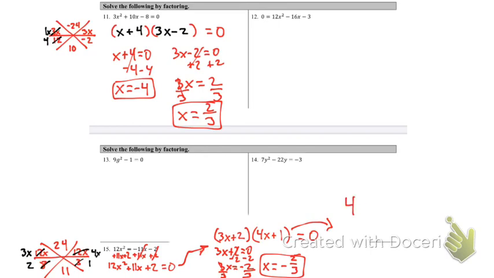And let's do this factor over here, just to have a little more room. So we're going to go 4x plus 1 equal to 0. Minus 1 here. 4x equals negative 1. Divide by 4. x equals negative 1/4.